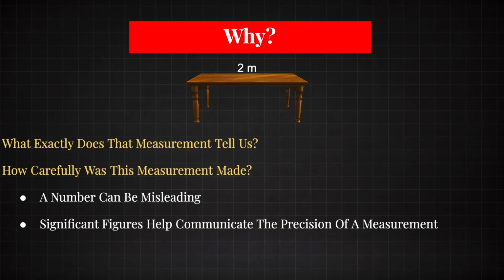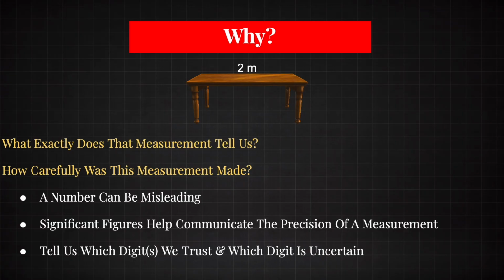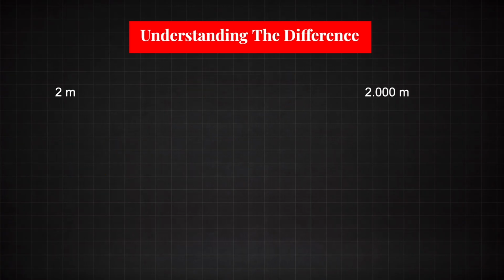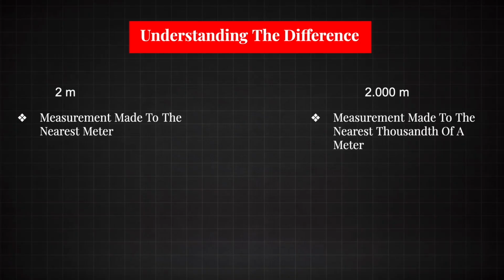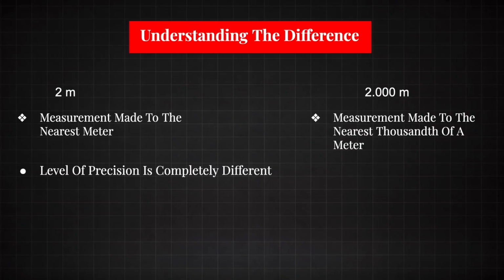Significant figures give us a way to communicate the precision of a measurement. They tell us which digit or digits we trust and which digit is uncertain. So let's take a look again at these two measurements, 2 meters and 2.000 meters. These measurements are indeed different. The first suggests the measurement was only made to the nearest meter, but the second one suggests that the measurement was made to the nearest thousandth of a meter. So even though the numerical values look similar, the level of precision is completely different, and that's pretty much what significant figures are all about.